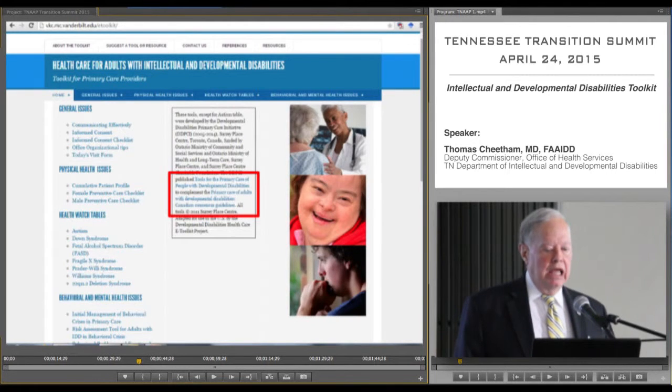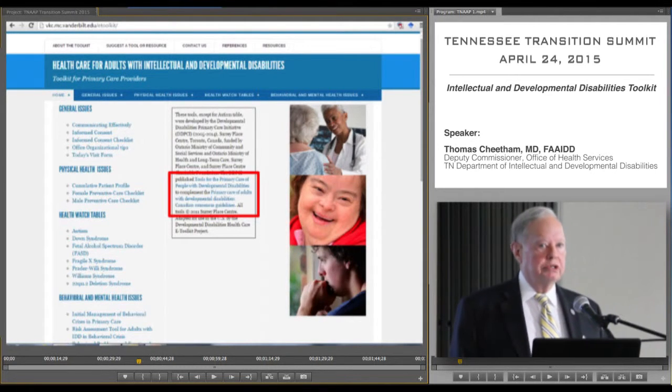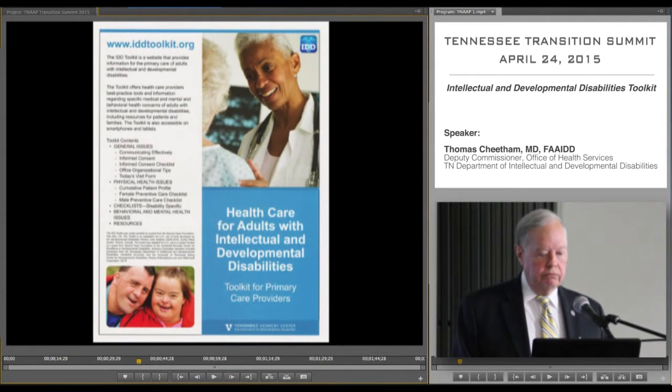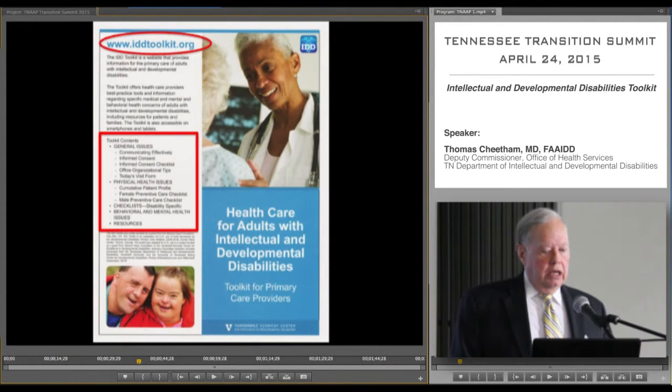www.iddtoolkit.org. And what I've highlighted there with the red box is a link back to all the Canadian work. And so the guidelines and some additional tools that we didn't have funding to convert are there as a resource. All of this is freely available and you can download. And you've got the website there.